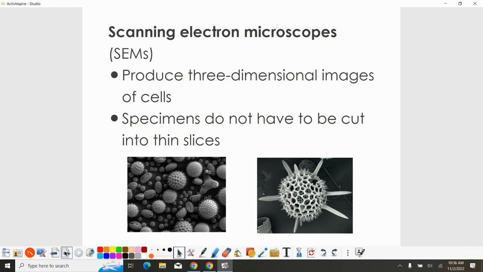There is a third type called the tunneling electron microscope. These are the most powerful of all the electron microscopes. These are the ones that we've used to see actual molecules and atoms. So they're more into the chemistry and physics than they are in the biology. So there you have it.